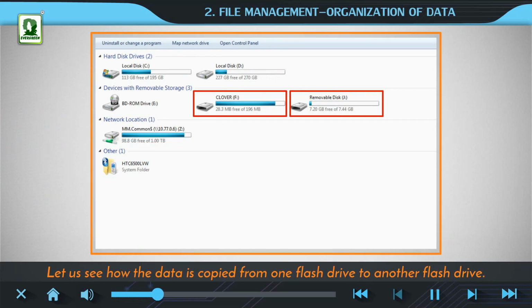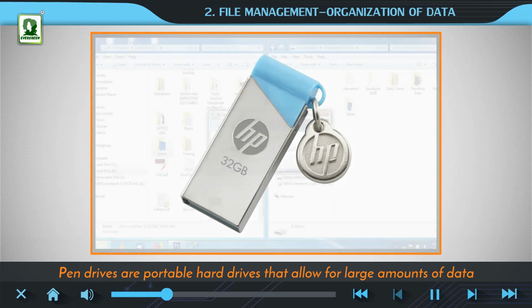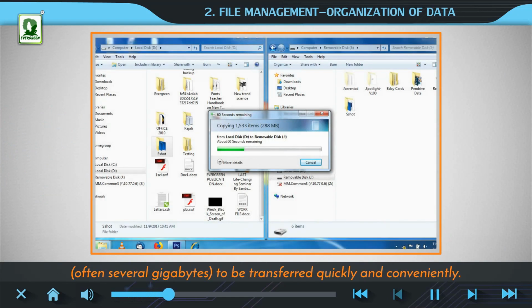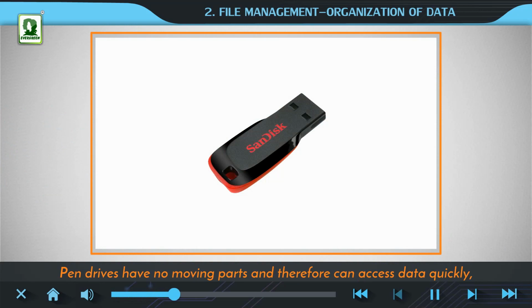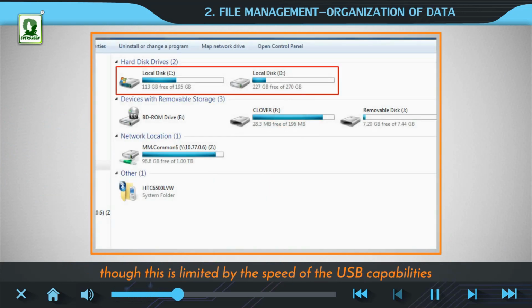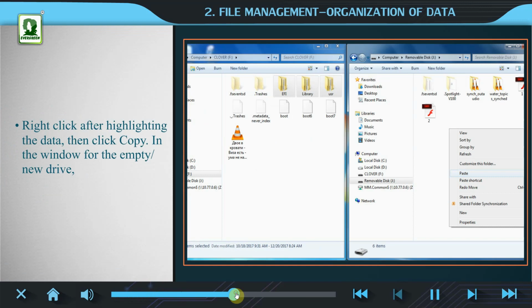Let us see how the data is copied from one flash drive to another flash drive. Pen drives are portable hard drives that allow for large amounts of data, often several gigabytes, to be transferred quickly and conveniently. Pen drives have no moving parts and therefore can access data quickly, though this is limited by the speed of the USB capabilities of both the drive and the port to the open drive.